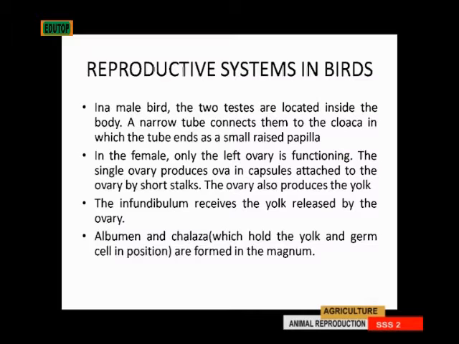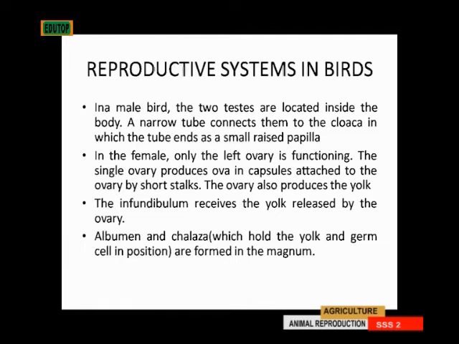Oviparous animals lay eggs and hatch them after the incubation period. In a male bird, the two testes are located inside the body, unlike in the viviparous animals, and there is no penis. A narrow tube connects them to the cloaca, in which the tube ends in a small raised papilla.